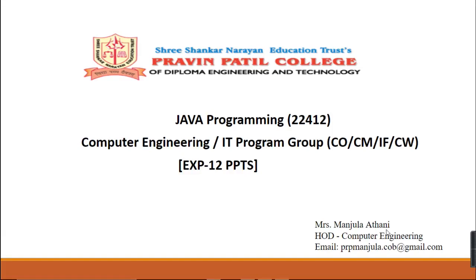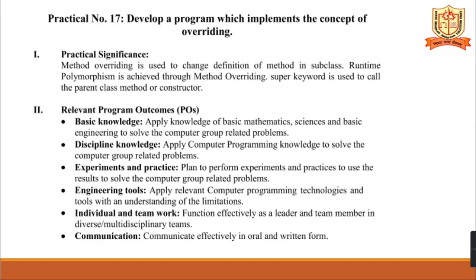Yes, in this video we'll see experiment number 12, that is serial number 17. Develop a program which implements the concept of overriding. Practical significance: method overriding is used to change the definition of a method in a subclass. Runtime polymorphism is achieved through method overriding. The super keyword is used to call the parent class method or constructor.